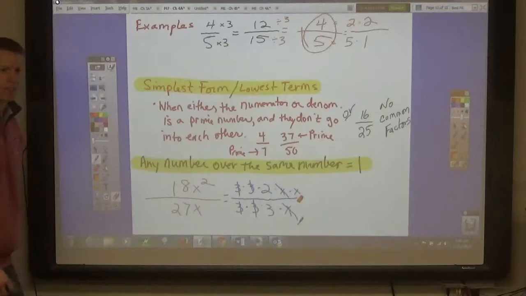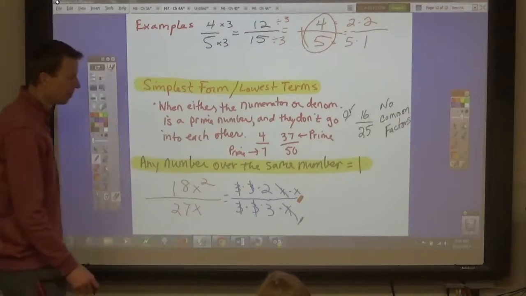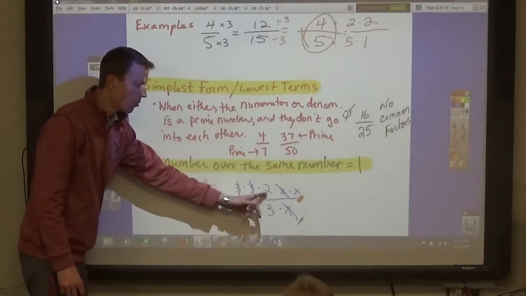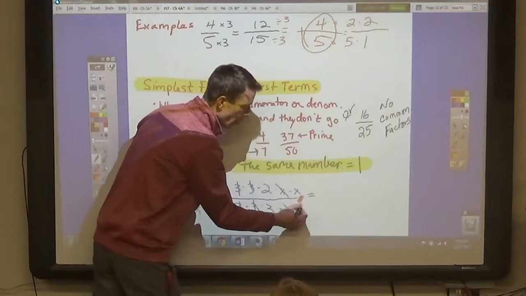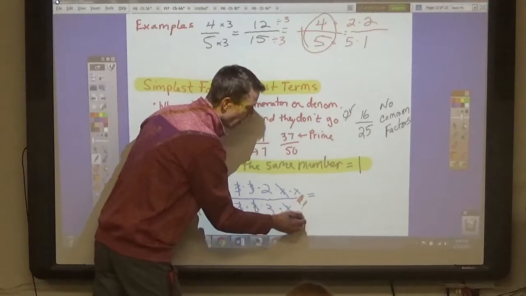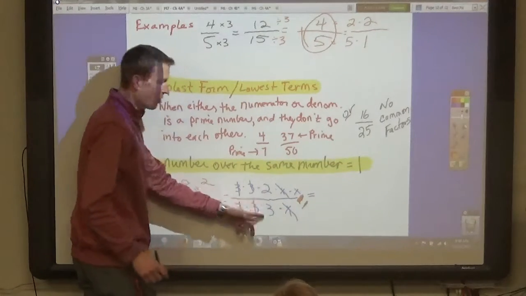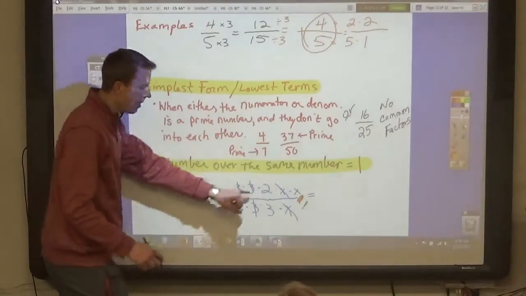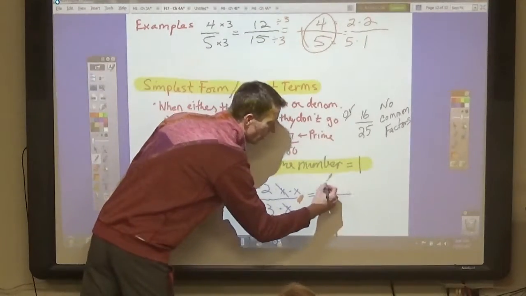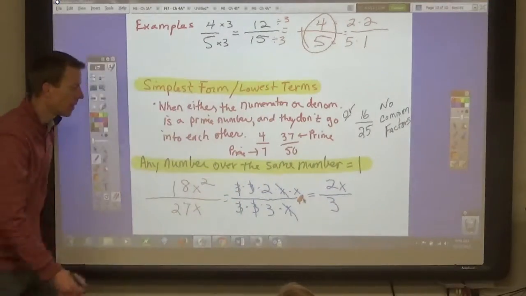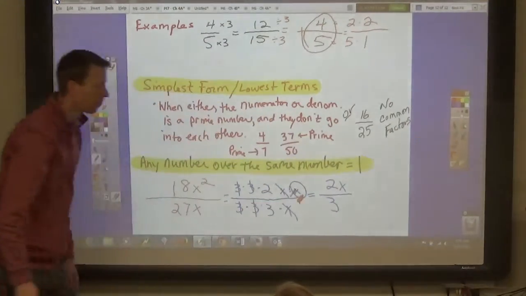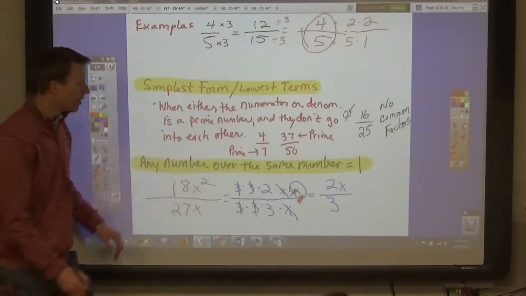And what is left? What is left then, Aiden? 2/3 and x. Ignore the eraser, there's something wrong with the board. But 2/3 and x is on the top line, isn't it? There's an x left on the top line. And so this is reduced into simplest form.